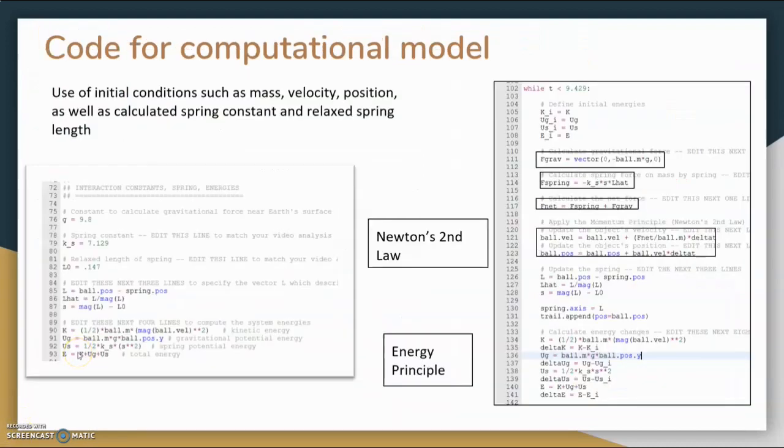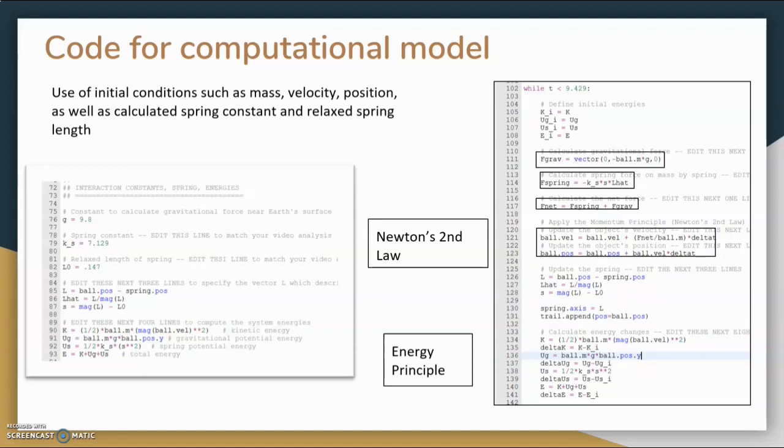To create the predicted computational model, I first plugged in my calculated values as well as the observed data. I plugged in the spring constant and relaxed spring length, which is important for calculating the spring force at different positions and the spring potential energy, while the relaxed spring length is important to calculating the spring compression S. Newton's second law is important to deducing the position of the weight on the spring, and the energy principle is important in calculating the value of the different types of energy at the different positions.